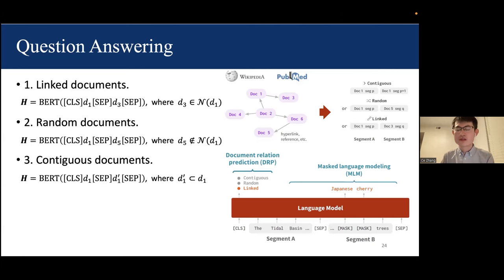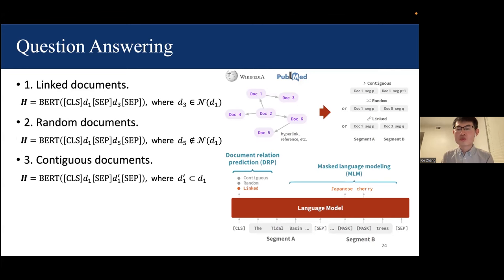The third type of input is contiguous documents. Basically, we have one more subset of document 1. The subset is called D1 prime. We input both document 1 and its subset into this model, and finally, we obtain the output H.